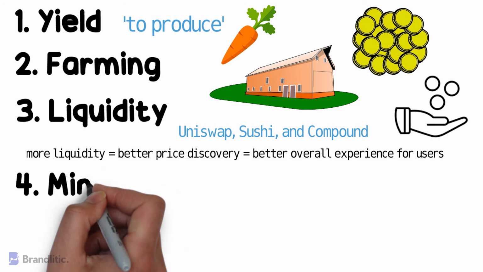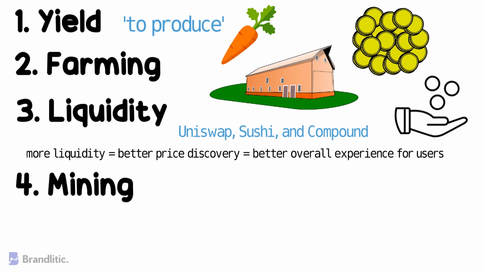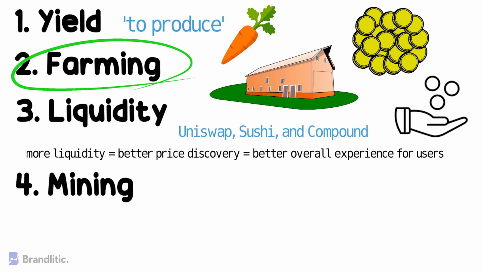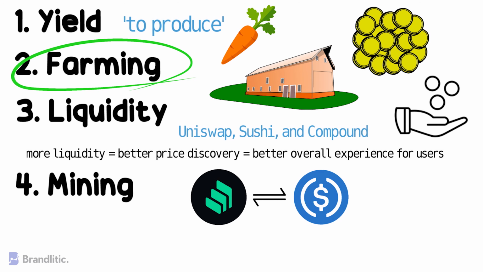Number 4. Mining. In the DeFi world, mining has a similar meaning to farming. In that relation, it is used when you provide liquidity to earn rewards in the protocol's native token. For example, if you earn Compound by depositing USDC on the Compound network, you are mining Compound tokens by providing another token the protocol needs, which in this case is USDC.